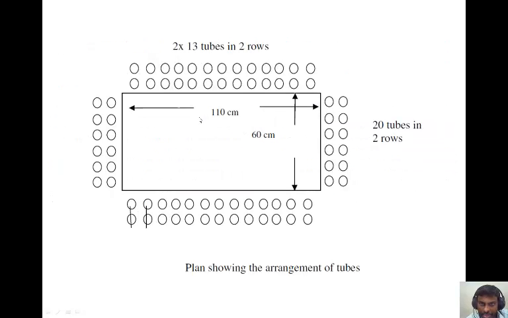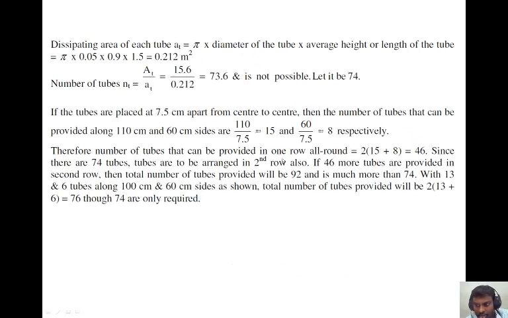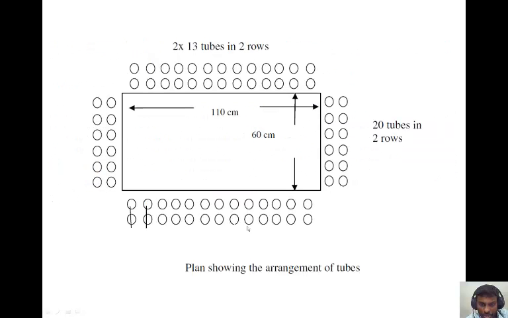Likewise, 2 into 13 tubes: 1, 2, 3, 4, 5, 6, 7, 8, 9, 10, 11, 12, 13. 13 into 2, that is 26 here, and 6 tubes, so 6 into 2 is 12, 12 into 2 is 24, 24 plus 26 gives 50. Around 13 plus 6, so it is 76, but only 74 are required. So you need not worry about these two extra tubes. You can omit these 2 tubes so that the entire 74 tubes can be placed accordingly.